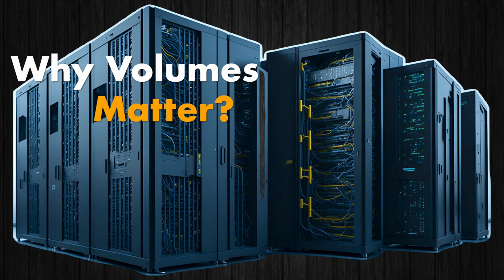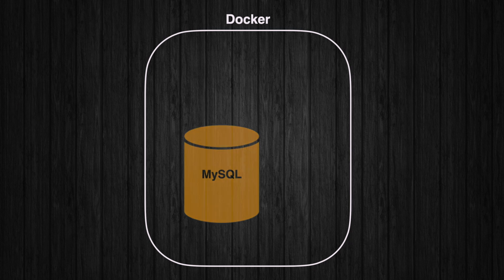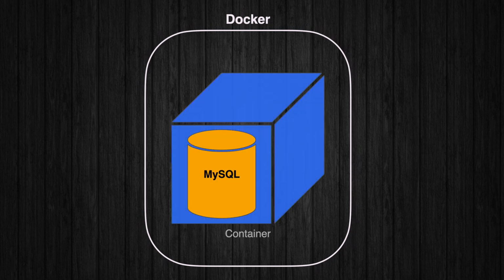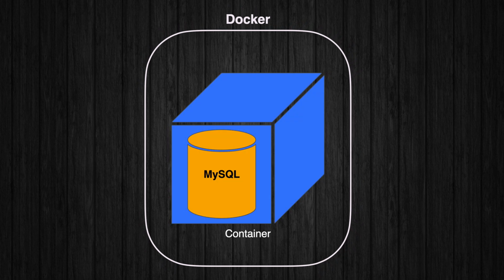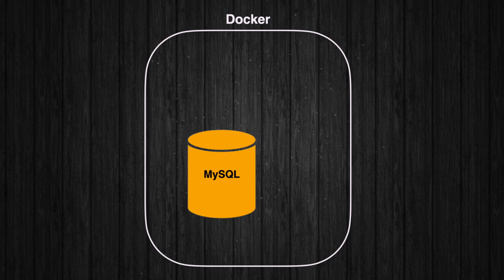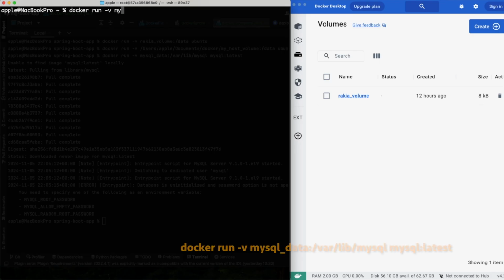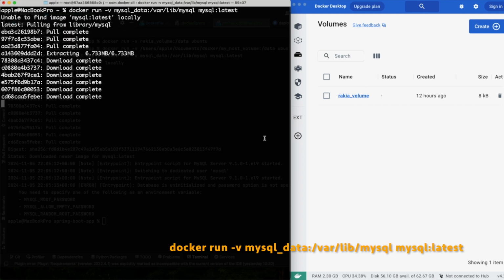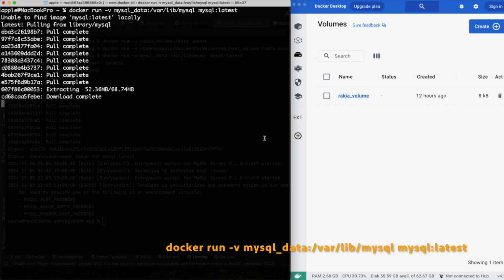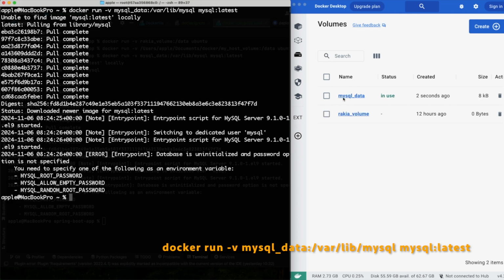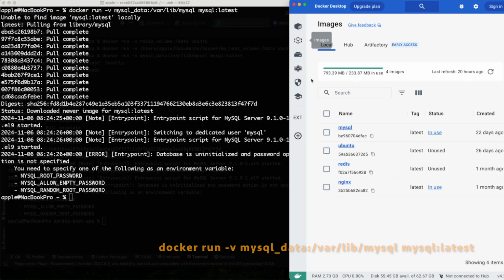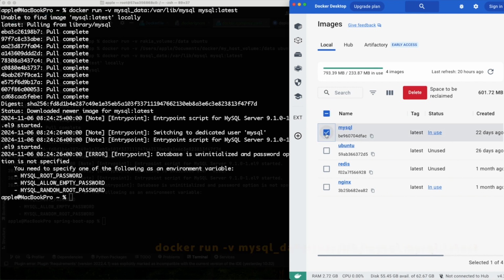So why do volumes matter? Let's say you are running a MySQL database in a container. You want the data to persist even after restarting or stopping the container. Just attach a volume: docker run -v mysql-data:/var/lib/mysql mysql:latest. Now, even if you delete the container, your data will still be there, safe and sound in mysql-data.